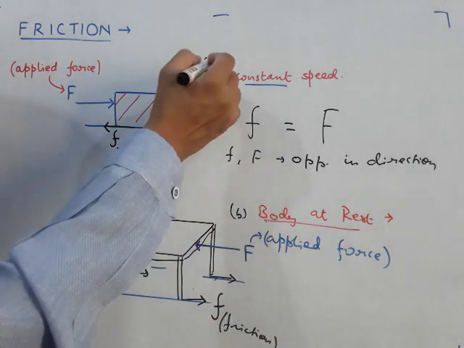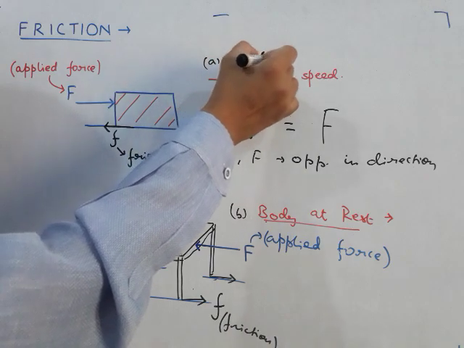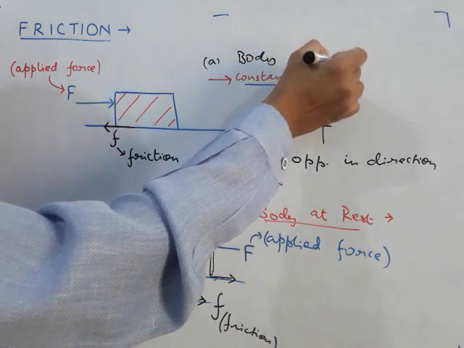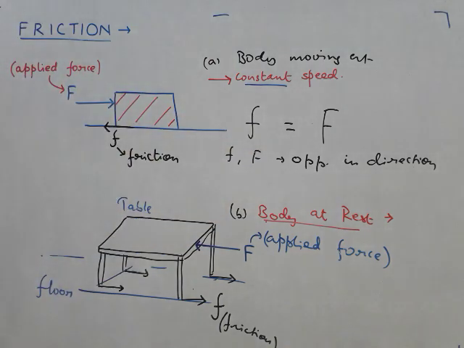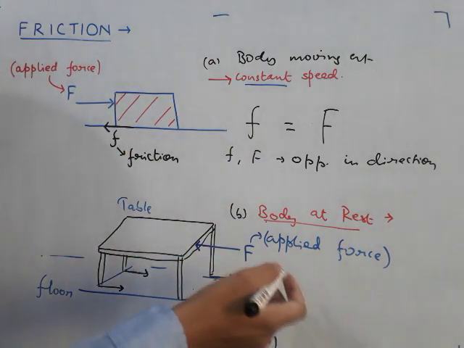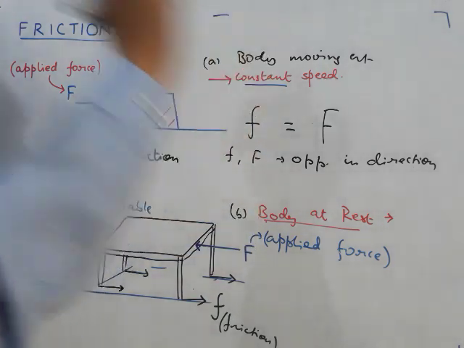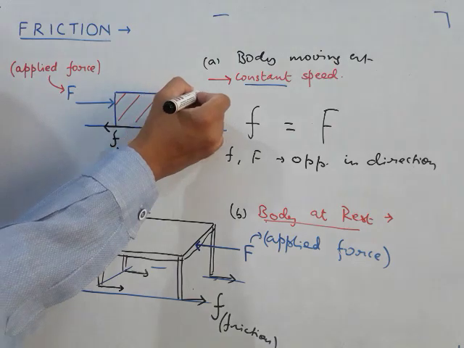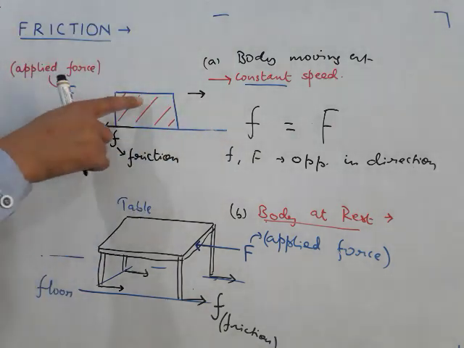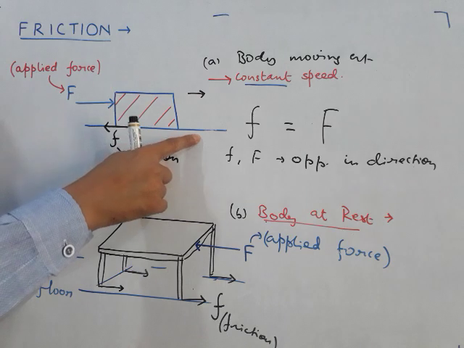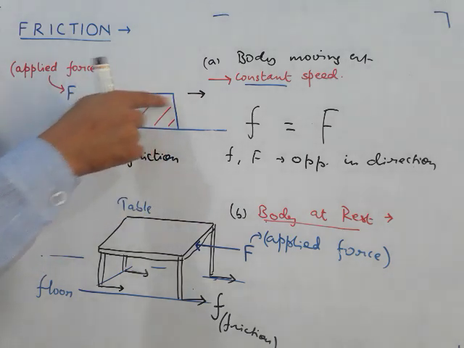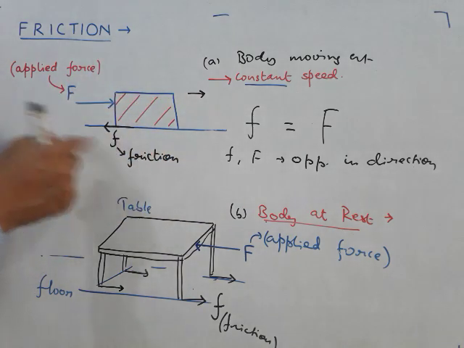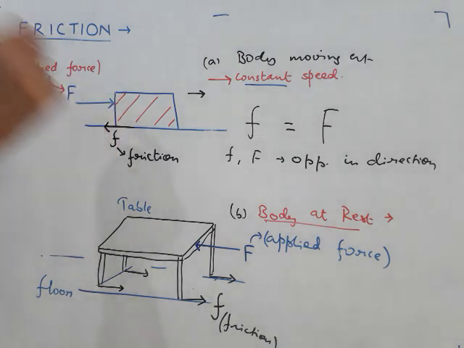So I have discussed 2 examples. A third possibility is there. In the first case I discussed a body moving at constant speed. Second, I discussed a body at rest. And in the third case, there might be a body moving with changing speed. In that case also there will be friction. Now it's important to note the direction of friction. You see, in the first case, the body was moving towards right. So this body is sliding towards right with respect to the ground. Friction is opposite to that. Friction is towards left on this body.